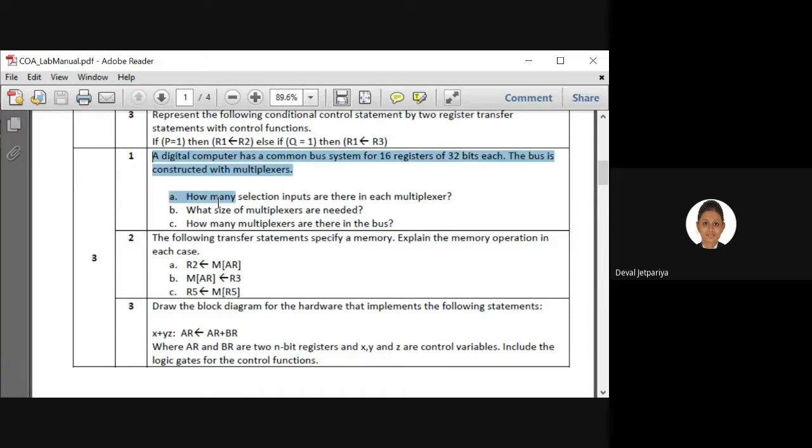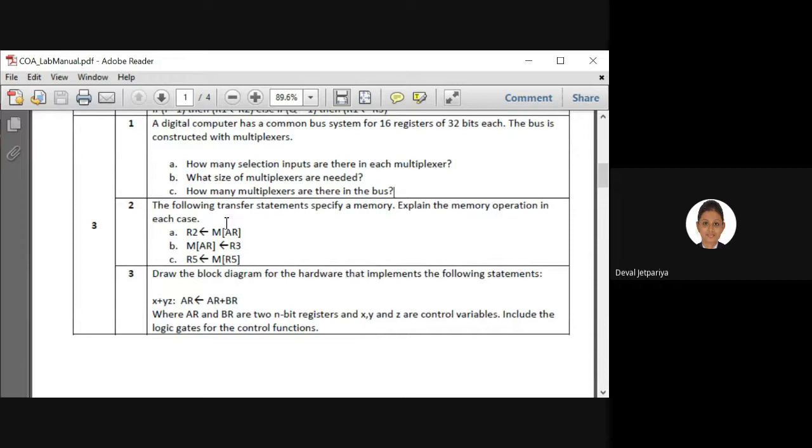Fine. So all three answers are ready. Just note down the question as well as its answer in your board file. I will give you 3 to 4 minutes, then we'll discuss question number 2.